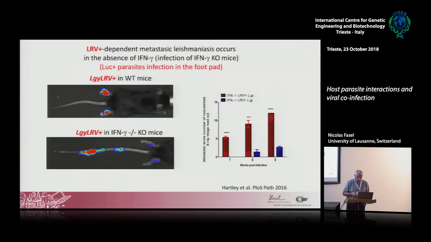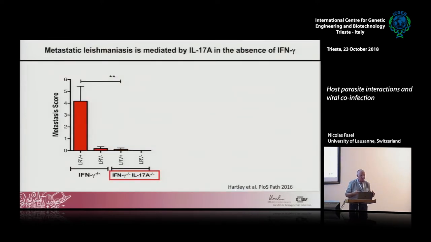To prove that we have a relation between interleukin 17 and interferon gamma, we generated a double knockout. So this is interferon gamma knockout mice, metastatic score, V plus, V minus. Clearly more metastasis or more lesions in the tail when the virus is present. But if you do a double knockout, so if you remove interleukin 17A, then the score goes down or disappears. This shows that you have a relation with high interleukin 17A and low or no interferon gamma in our model.